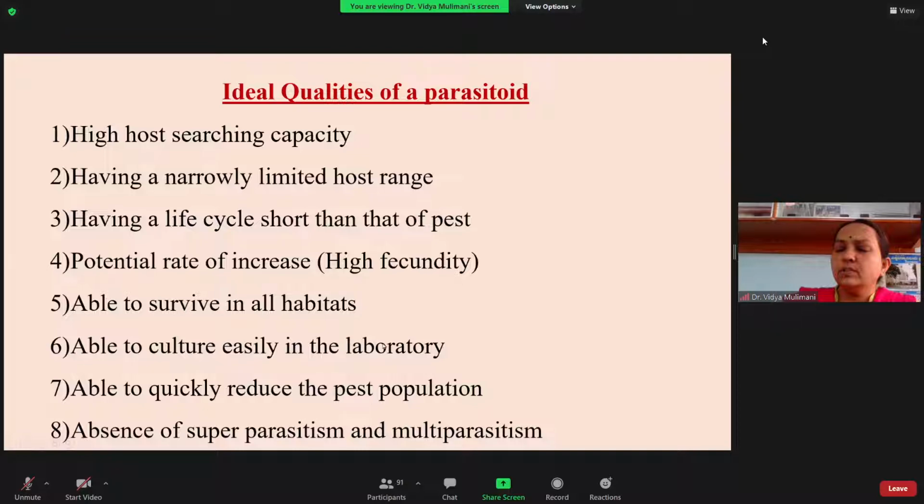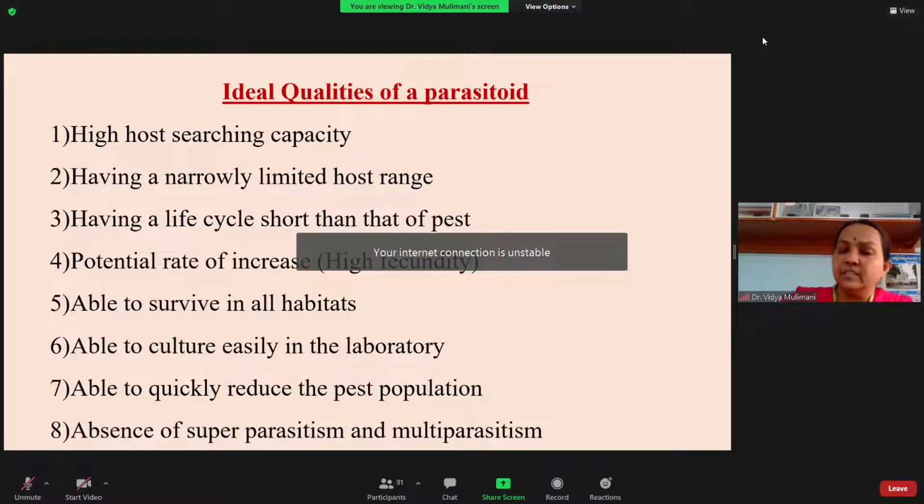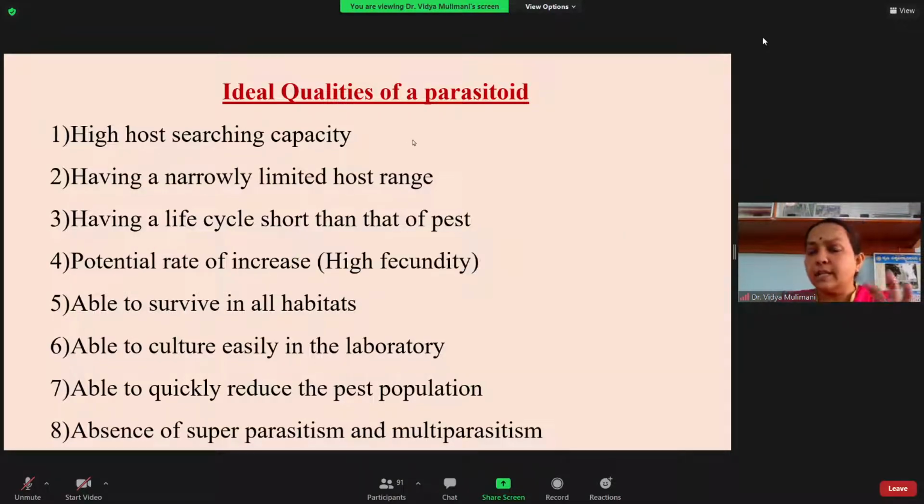When we try to find the same climatic conditions as in India, we look for localities in other countries where those same climatic conditions exist, and from such localities we select the parasitoid. Then only will they thrive. Otherwise, because of severe differences in climatic conditions, the parasitoid may not establish in the release field. So, to avoid mortality, you select a parasitoid which survives in all habitats. That is the one.